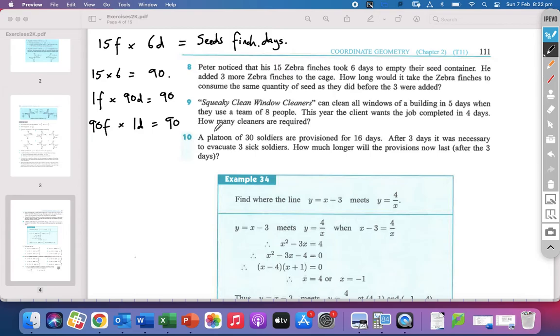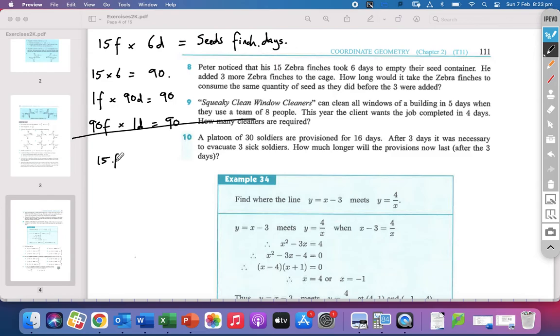Now, the question: how long would it take the zebra finches to consume the same quantity of seed, the 90, as they did before the 3 were added? Oh, they add 3. Oh, here. He added 3 more finches. Oh, okay. Right, just draw a line there.